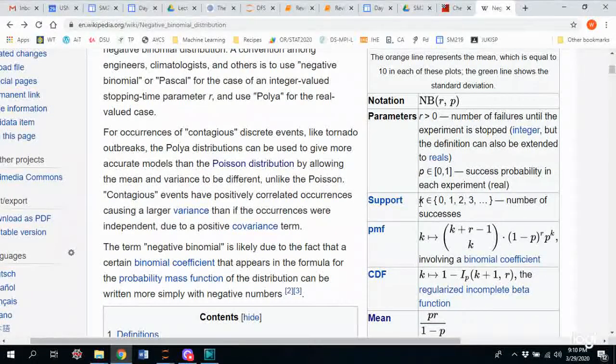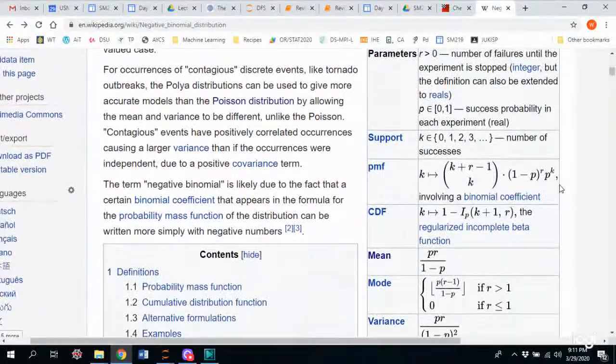The support, which means the possible values that the random variable is taking, includes 0, 1, 2, 3, etc., the number of possible successes that you could have. And so that suggests that we're flipping until r failures, and p is the success probability of each experiment. This is consistent with what we read in the question. And then in particular, you can see here that the mean of this random variable is p times r over 1 minus p. All right, so that's the mean.